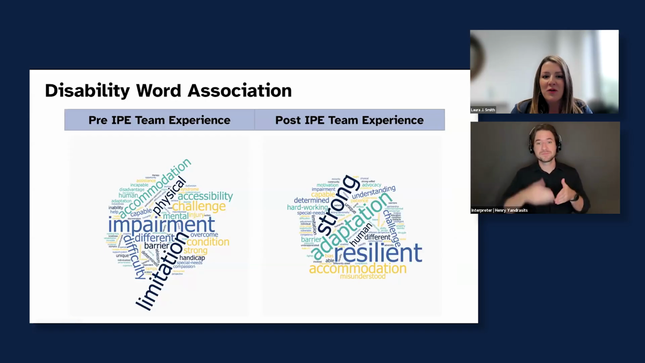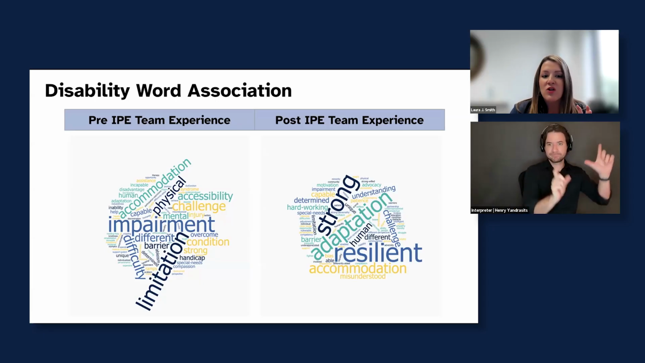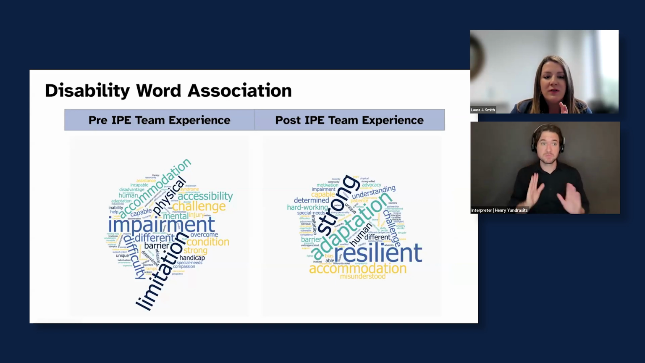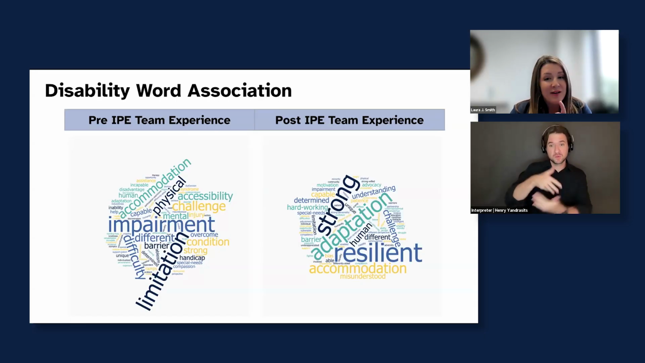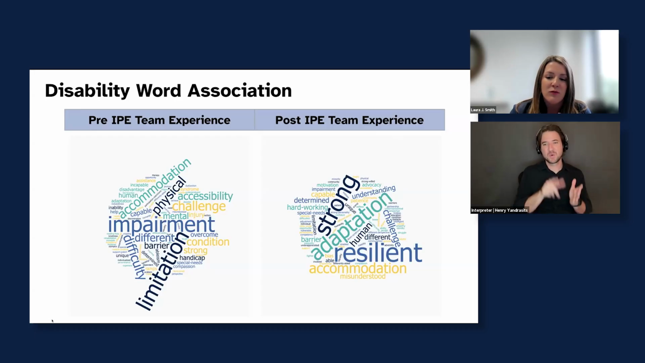Students completed a disability word association activity, which was adopted from Bryan et al. 2005. Here, the students were prompted to submit 2 or 3 words that would come to mind when they read the word disability. The word clouds depicted here visualize that change in word frequencies before and after their IP experience. So the team experience, you can see that there was an increase in frequency of words associated with the social model of disability and positive attributes of people with disability. Very, very clearly there, right? And then you can see the decrease in frequency of words associated with the medical model of disability and the negative attributes of PWD. Next slide.